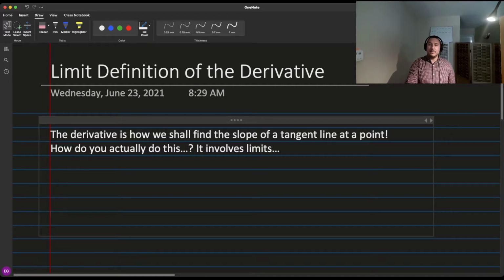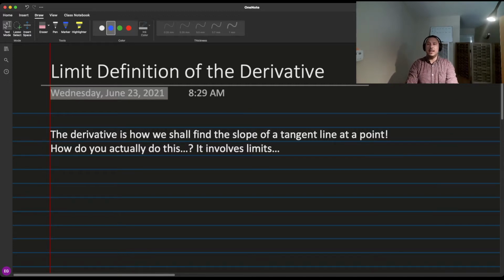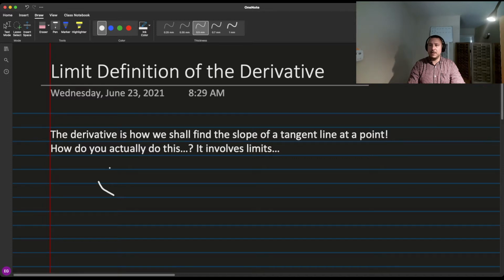Okay, so you might remember that when I introduced this concept, one of the things that we discussed was how you can sort of solve the problem. Okay, my computer's going crazy. Whoa, okay, weird. There we go. Sorry. You can sort of solve this problem by looking at the slope of a secant line.